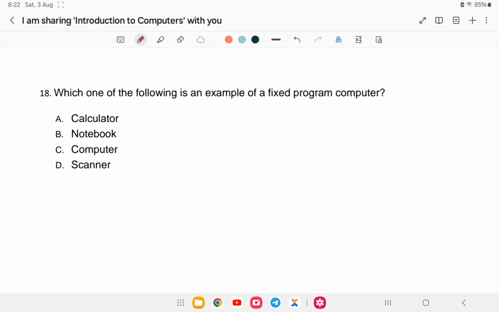Which one of the following is an example of a fixed program computer? So fixed program computer, is it A, calculator, B, notebook, C, computer, or D, scanner? Fixed program computer means its program cannot be changed. So the answer is what? Calculator. Calculator is already a pre-fixed system, meaning it does the calculation for the input you give. So I hope you're clear. Let us go to the next question.